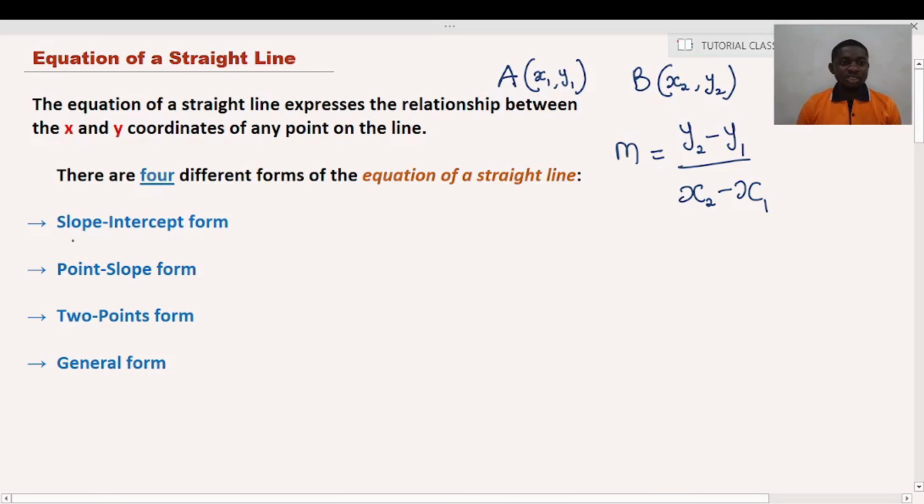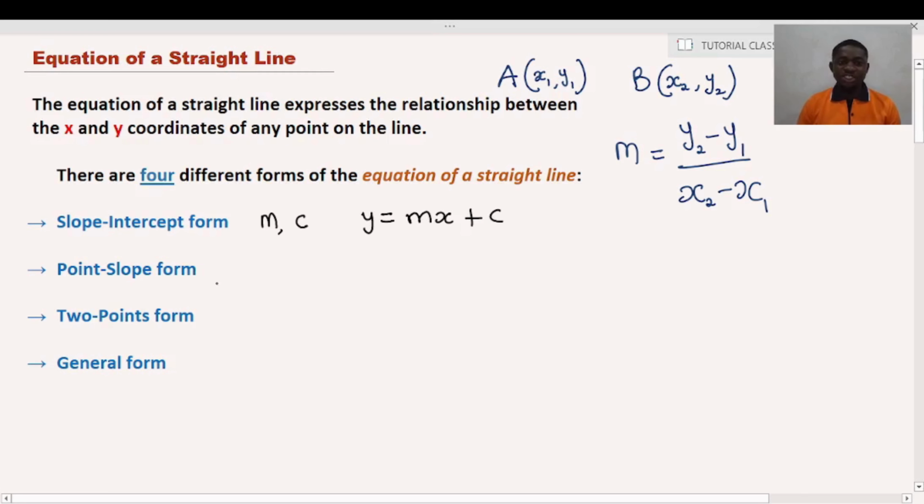Moving on, slope-intercept form. When we say slope-intercept form, you are given the gradient m, that's the slope, and you are also given the intercept c. So the equation of a line from the slope-intercept form is y equals mx plus c. Basically, you have a gradient and an intercept given to you. Just slot them into this form and you get the equation of that line. It's as simple as that.